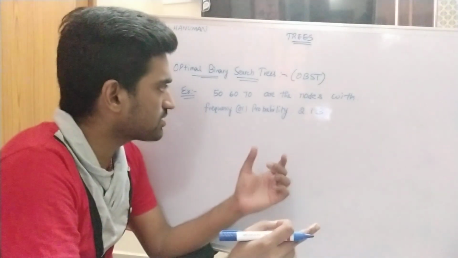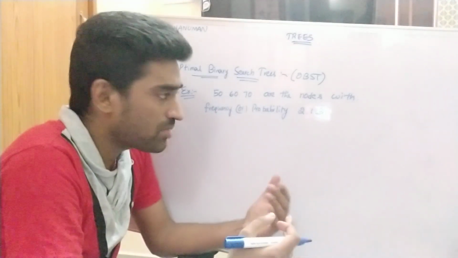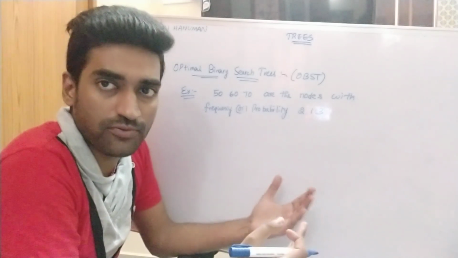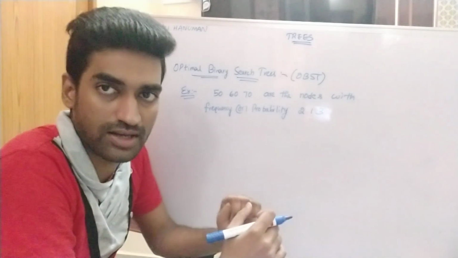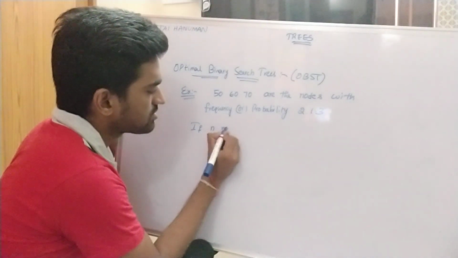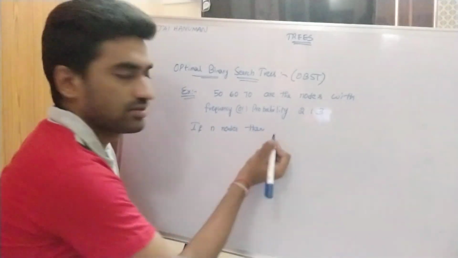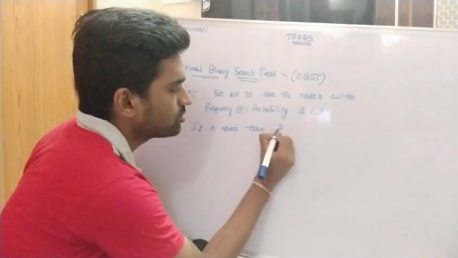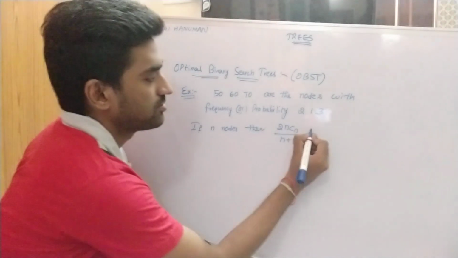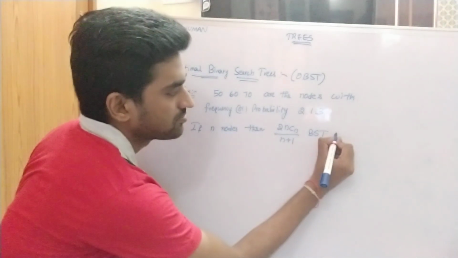Before constructing the possible binary search trees for this example, how many binary search trees are generated for n nodes? Here we use one formula. If there are n nodes, then 2n C n divided by n plus 1 binary search trees are generated.